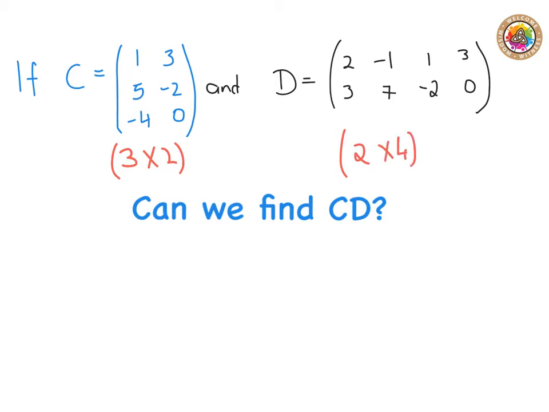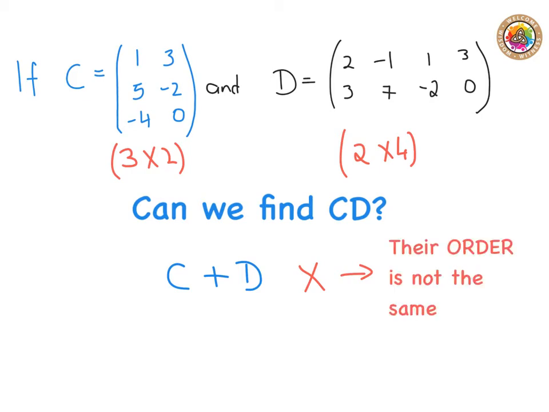Now, if I wanted to find C plus D, I'd know that I can't do that. Why can't I do it? Because the order of the two matrices is not the same, if we remember that. Their dimensions are not the same. That doesn't apply to us when it comes to matrix multiplication.